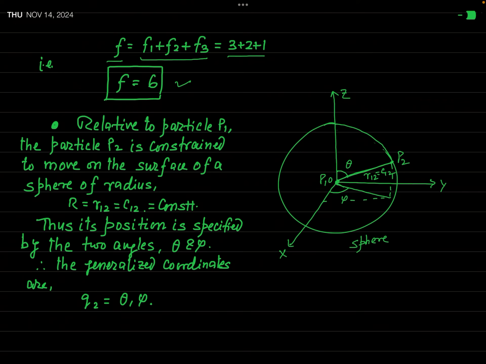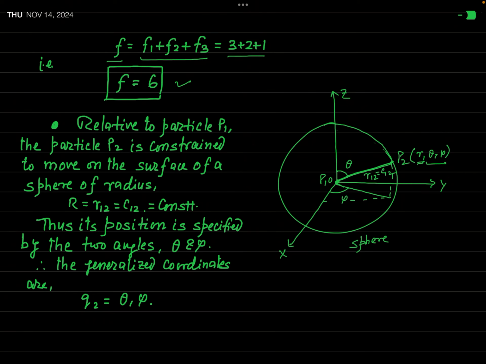Okay. And as the particle P2 is on the surface of the sphere, there should be 3 coordinates, r, theta and phi. But since r here is the distance of P2 from P1, which is equal to the radius of this sphere, and that is equal to R12, and that R12 is constant, this r is not treated like a coordinate. So in this case, you can say that the motion of particle P2 relative to P1 will be described only in terms of theta and phi, these two angles of rotation.